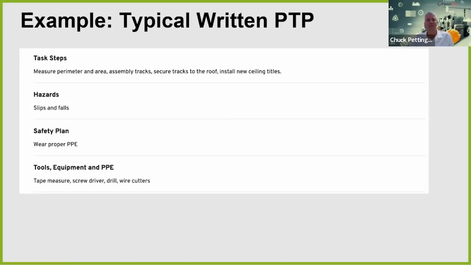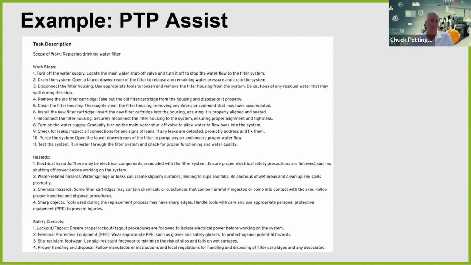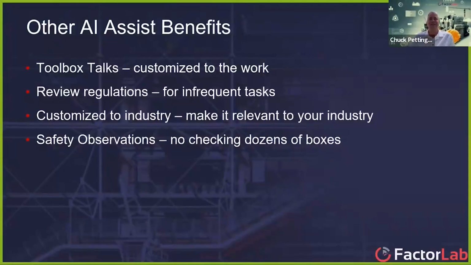Here's another example. Measure perimeter areas, assemble tracks. Again, same things, same safety plan, much better result. It provides them a little bit more detail, I would think. So some of the other benefits that we learned when we started developing this AI is that it can be used for a variety of different things.